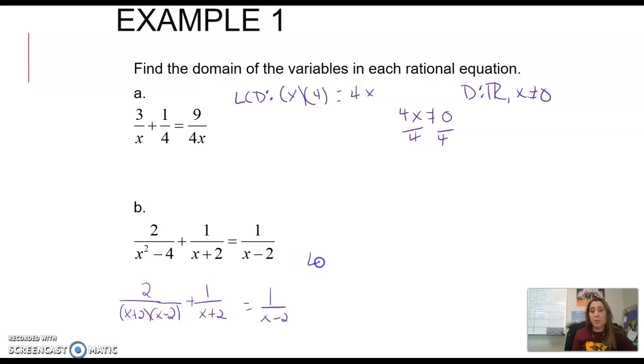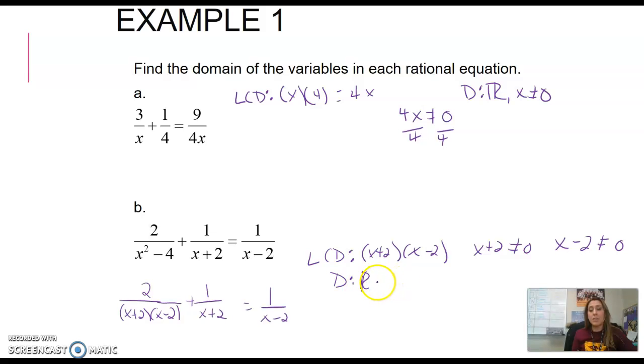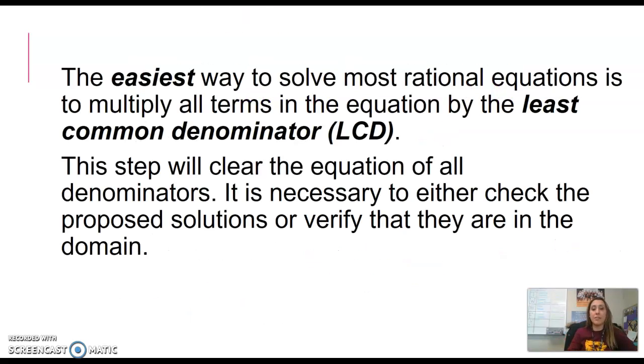Again, just like before, I'm going to state my lowest common denominator. I have an x plus 2 and an x minus 2. And then x plus 2 is already taken care of here, and x minus 2 is already taken care of here. So that is my lowest common denominator. Then I'm going to set each one of those not equal to 0 and solve. And I end up with the domain is all real numbers such that x does not equal negative 2 or positive 2. So that should feel comfortable. That should feel very familiar.